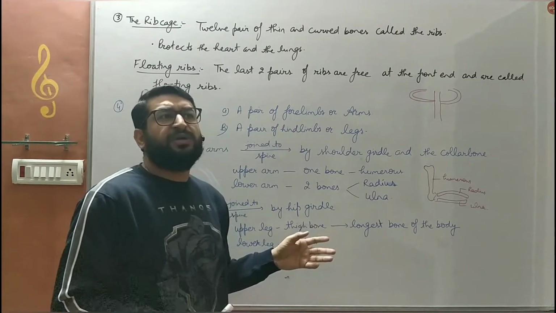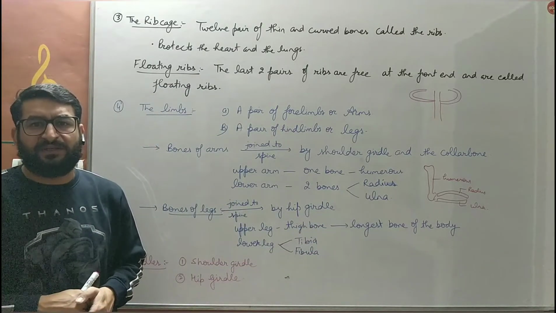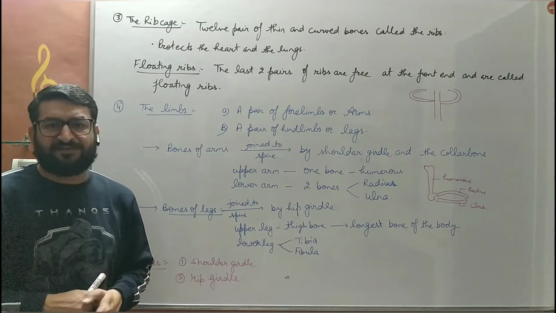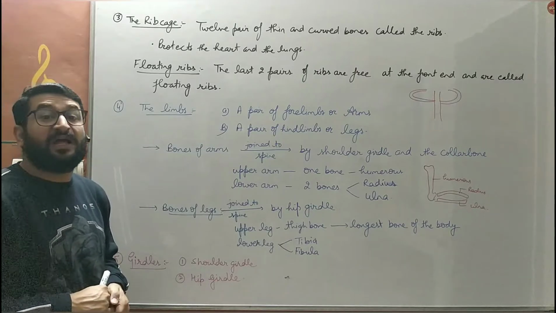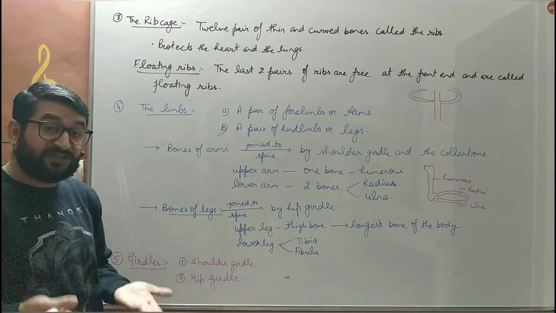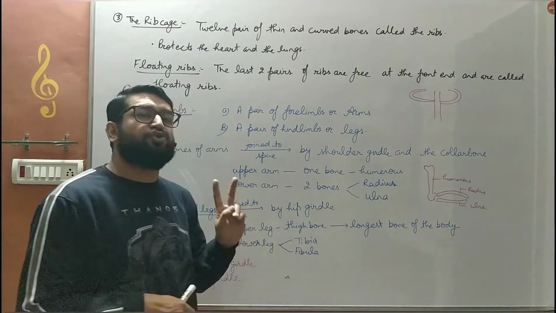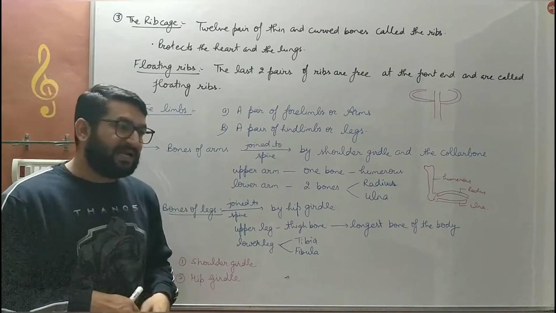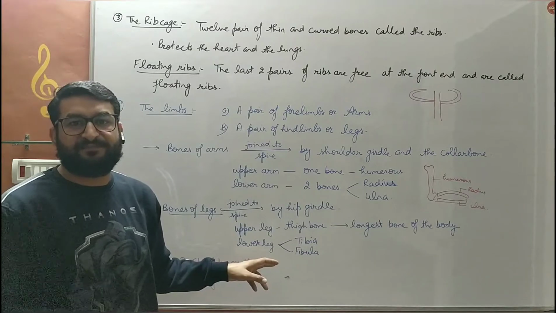If someone asks you which is the longest bone of the body, that is the thigh bone, not the largest. Largest is the girdles. So the longest bone of the body is the thigh bone, the bone which is present in the upper leg above the knee region, and the lower knee region of the lower leg has two bones, tibia and fibula. So the basic structural design is the same in legs and arms.